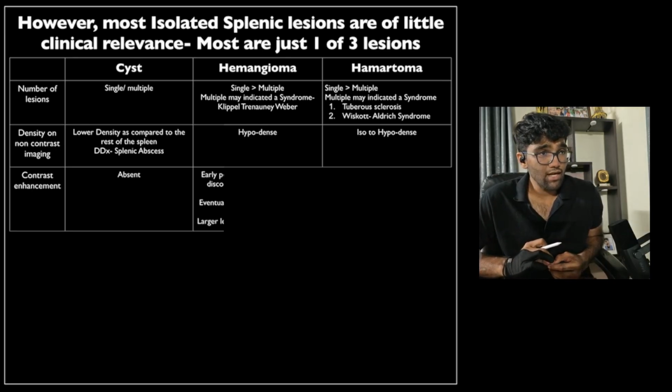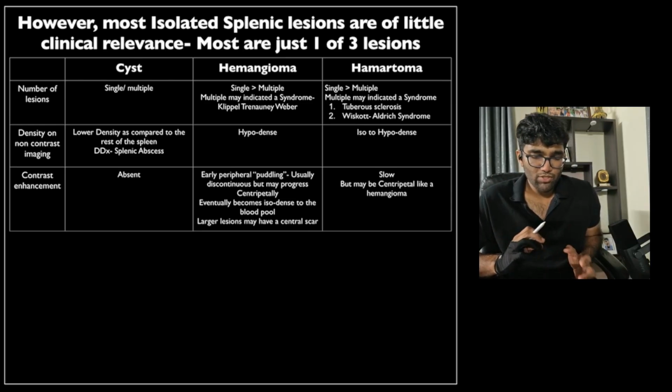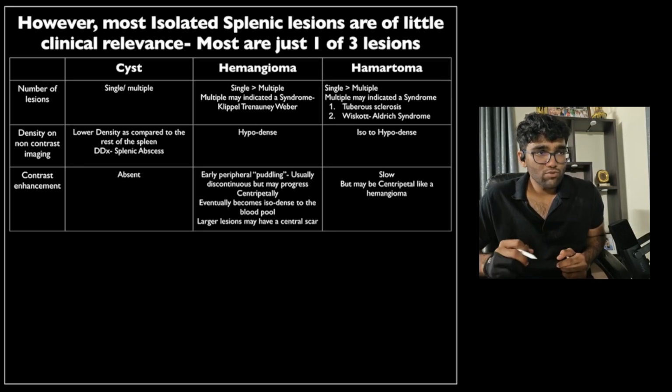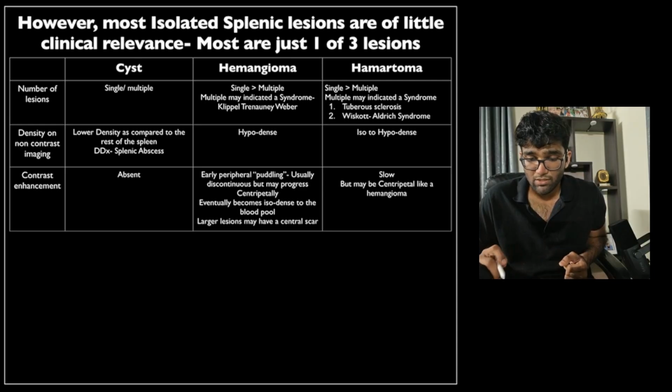Once we start looking for contrast enhancement, cysts usually don't show contrast enhancement. Hemangiomas show early peripheral enhancement, usually discontinuous, which is called puddling, which then extends centripetally, though not always, and eventually it becomes isodense to the blood pool. Larger lesions sometimes have a central scar. We'll see similar lesions in the imaging of space occupying lesions within the liver in an appendix of this series.